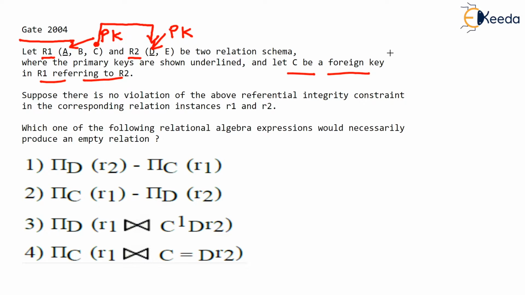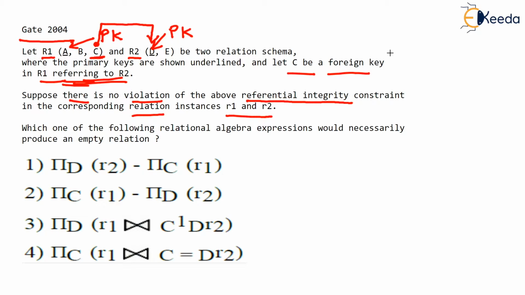Although it is not given which column C is referring to, if not given, it should be understood that a foreign key in a particular table, like C, will refer to the primary key of the other table. Suppose there is no violation of the above referential integrity constraint in the corresponding relation instances R1 and R2. You already know what referential integrity is, what a foreign key is, and what the rules are.